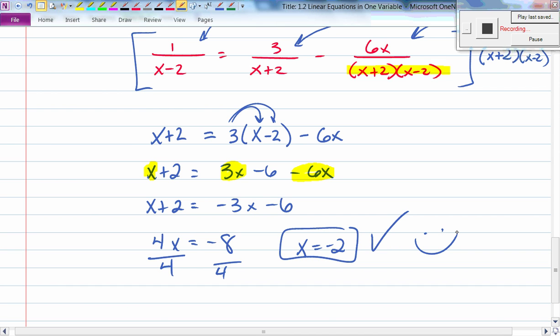I'm stoked. Yes. Harrison, what do you think? You made it a negative 3x. What did I do wrong? It goes from 3x to negative 3x. Yeah, because I got 3x take away 6x.